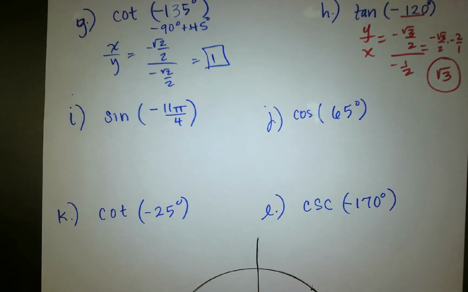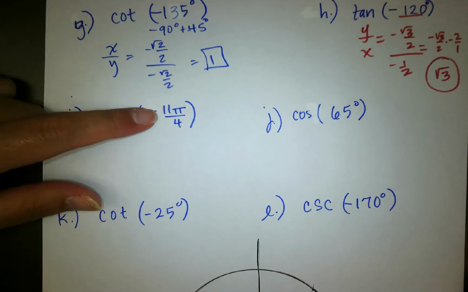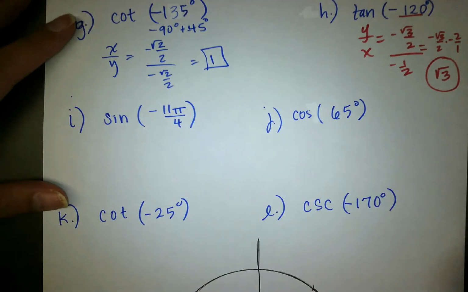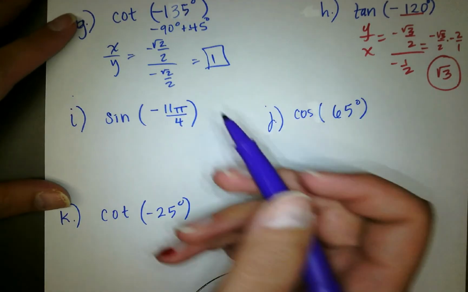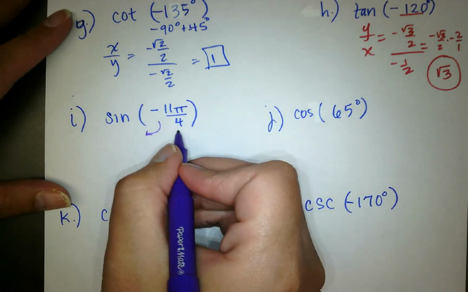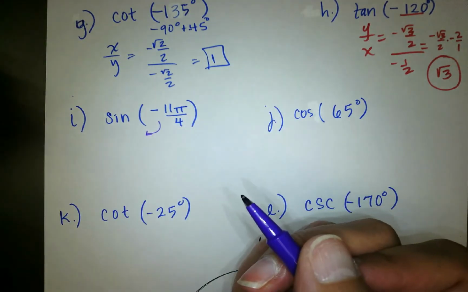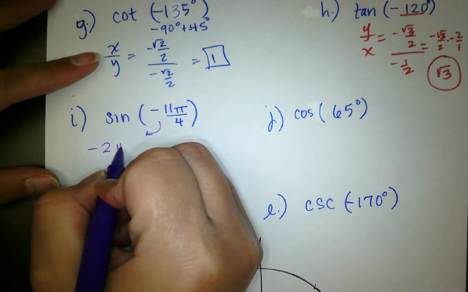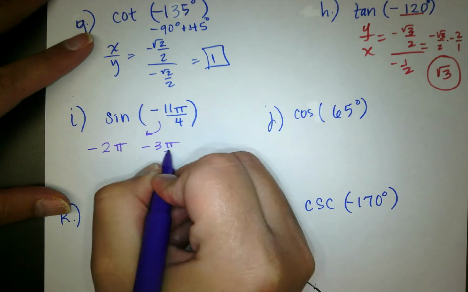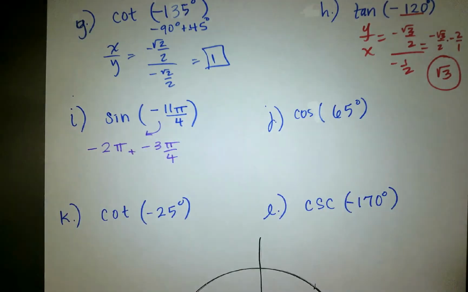Sine of negative 11 pi over 4, that is something old, but I just wanted to throw it on there. Whether you're talking in radians or mileage, it's the same deal. So negative 11 pi over 4. I told you there's a bunch of ways you can do it. I'm doing it the mixed number way. 4 goes into 11 how many times? Twice. So negative 2 pi and negative 3 pi over 4. So it's negative 2 3/4.